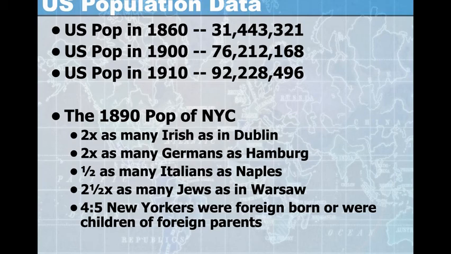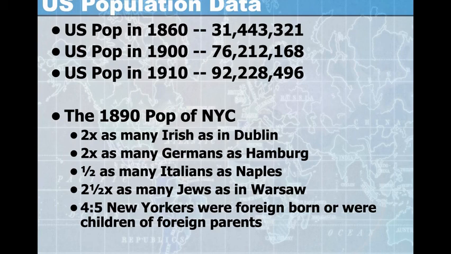So if you look at these data from 1890, in New York City, this is just for New York City, there are twice as many Irish living in New York than there are living in Dublin, twice as many Germans as living in the port city of Hamburg, half as many Italians as in Naples, 2.5 times as many Jews in New York as there is in Warsaw, the largest Jewish population in Europe. 4 out of every 5 New Yorkers, right? So 80% of the people living in New York in 1890 were either foreign born or were the children of foreign born parents.